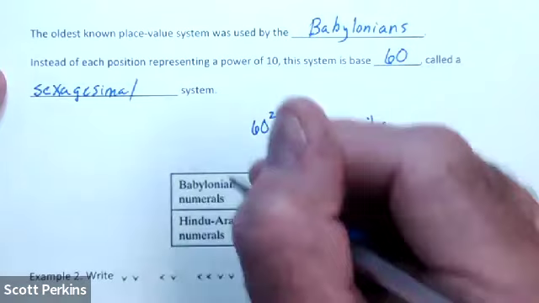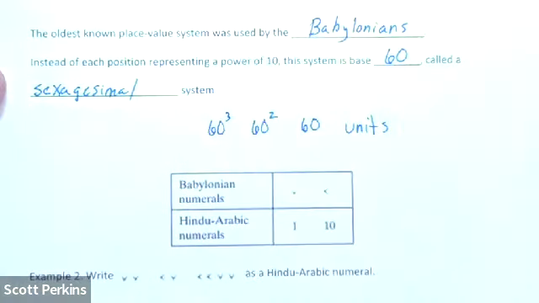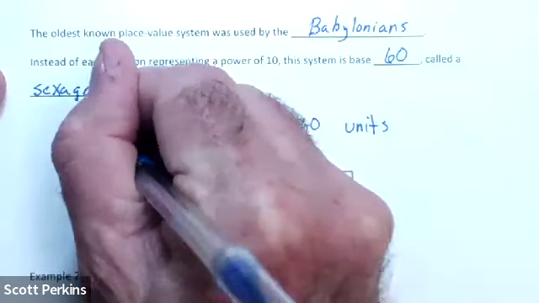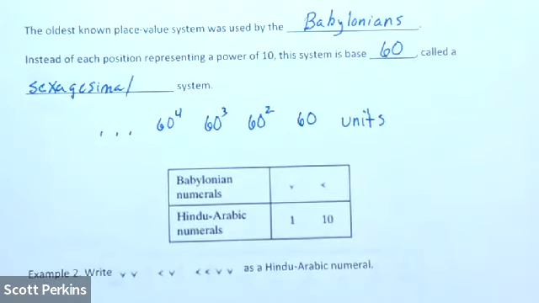Then their next place would have been groups of 60 to the third. Their next place would have represented things 60 to the fourth. And now I'm going to stop. I'm going to write an ellipsis on the front because they would just keep going like we keep going. Same pattern, but instead of groups of 10, they use groups of 60.